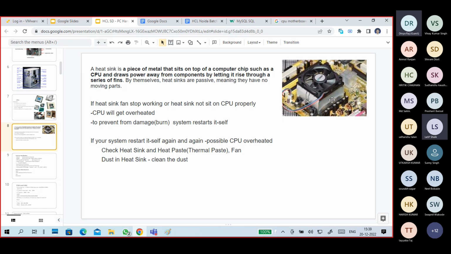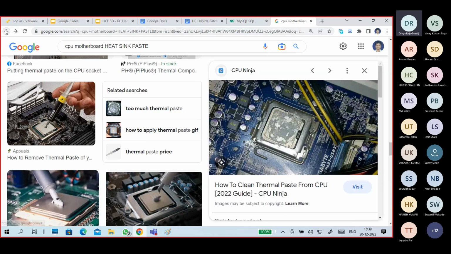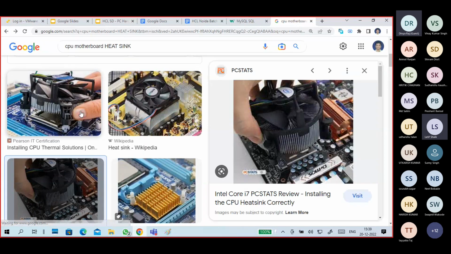And dust in the heatsink. If you see a heatsink, you can see there are gaps. Why the gaps? For airflow. In these gaps the dust is full. In our Pune branch, one day a computer was restarting every 5 minutes. If it restarted immediately, we could assume something else, but restarting every 5 minutes means it is getting heated more and is not getting cool.